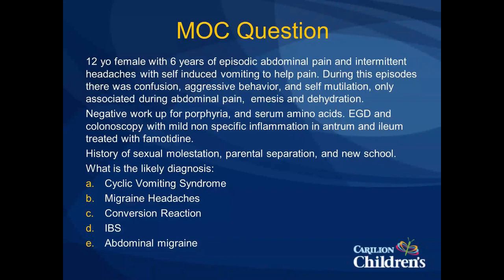E, abdominal migraine. One that we have not discussed yet, abdominal migraine. And this is a severe case of abdominal migraines. Abdominal migraine is present in 1 to 4% of children in the U.S.